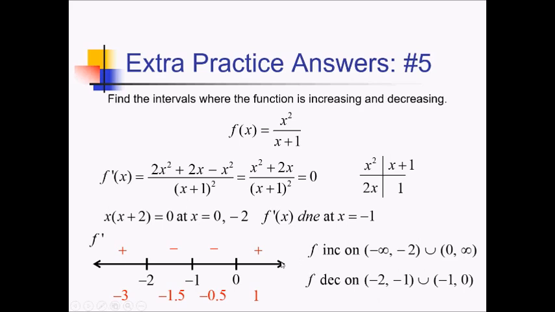Now you might be wondering, well, could I just say from negative 2 to 0? Sometimes you can, but this is not one of those problems. Because the original function is undefined at negative 1, you are not allowed to include it on an interval of decreasing or increasing, even though it's a border value.